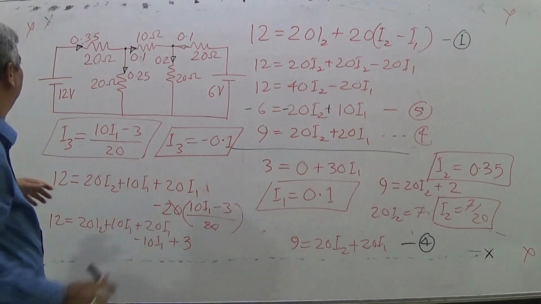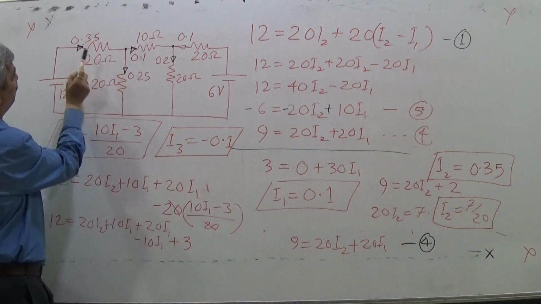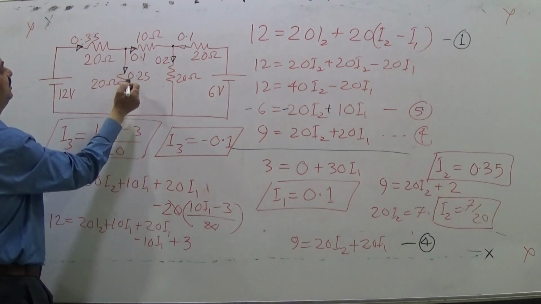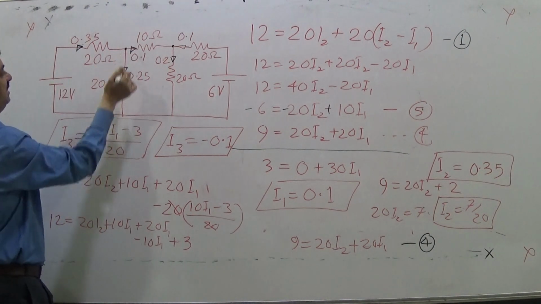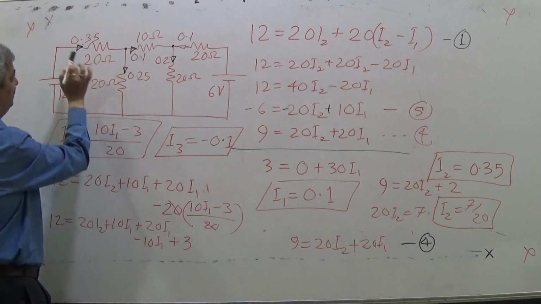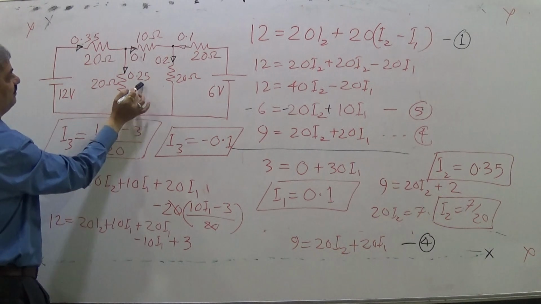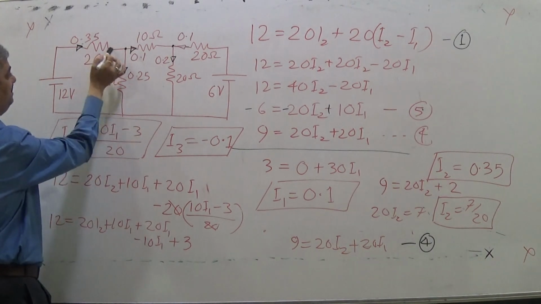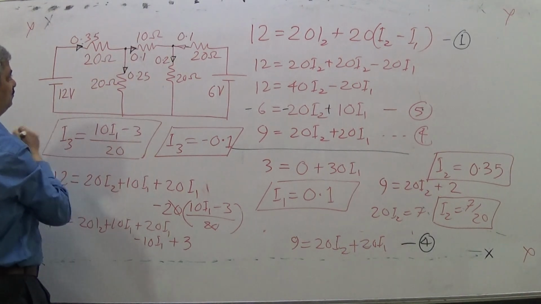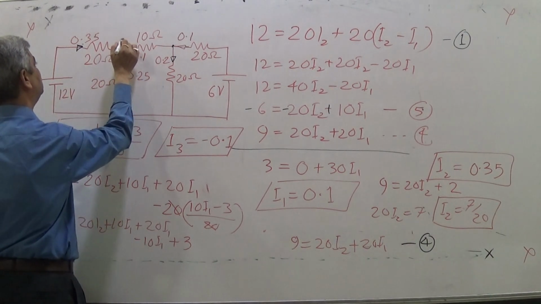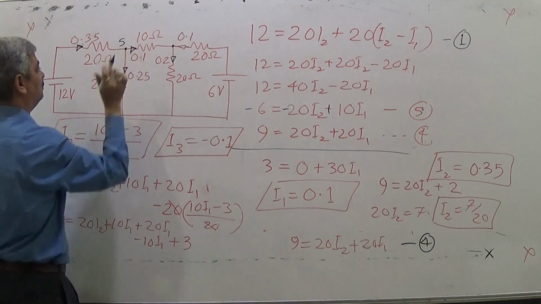And verify here, 20 volts, 0.35. So 7 volt drop. 20 volt, 0.25, 5 volt drop. 20 into 0.35 is 7, 20 into 0.25 is 5. 7 plus 5, 12. So this is 12 volt, this is 7 volt drop, so this is 5 volts. So this potential is 5 volts.